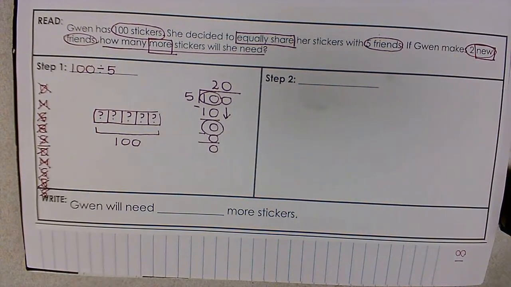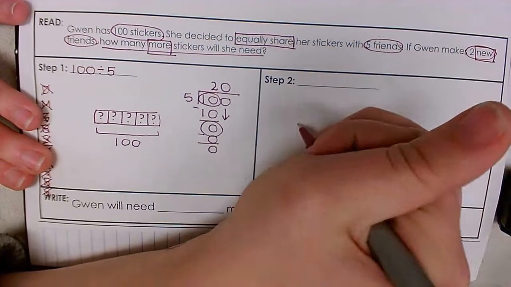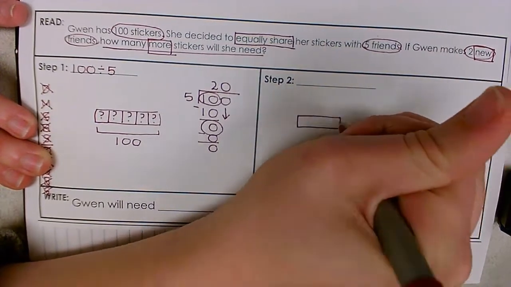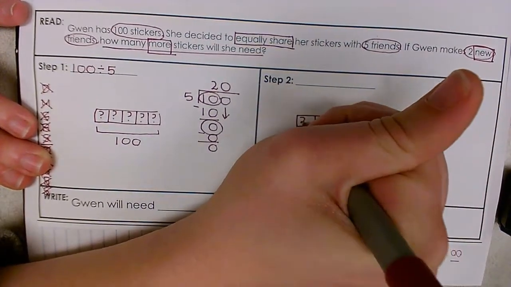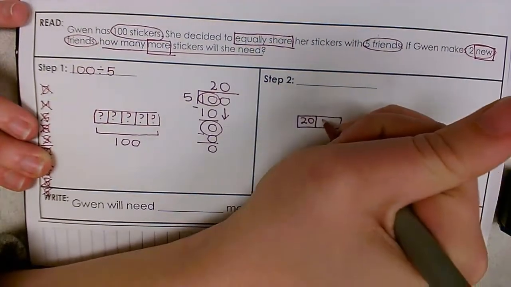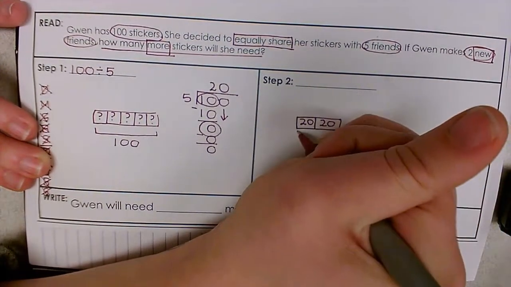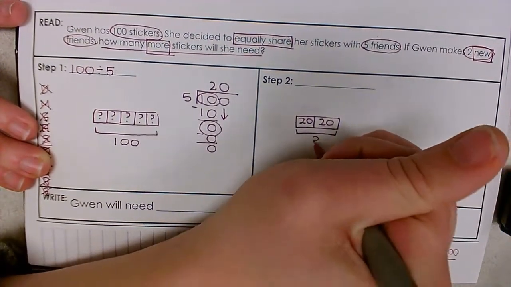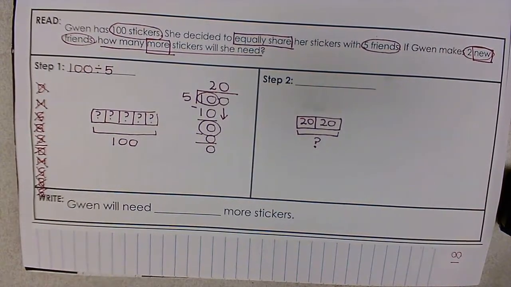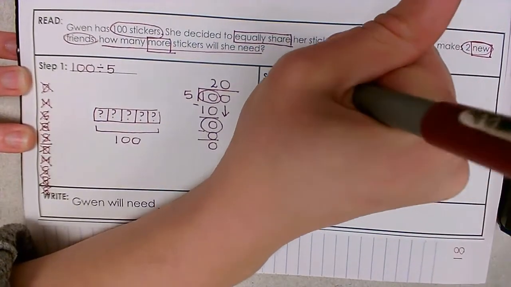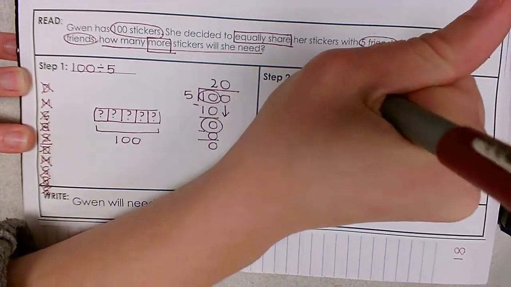So now we have to figure out, if Gwen makes 2 new friends, how many more stickers will she need? So if she knows that each friend gets 20 stickers, and she has 2 new friends, 1 friend, 2 friends, how many more stickers will she need altogether? We have 2 groups of 20, so we're going to solve 20 times 2.